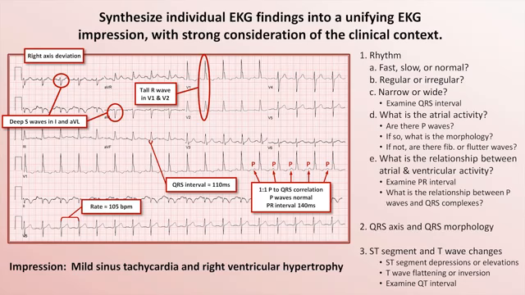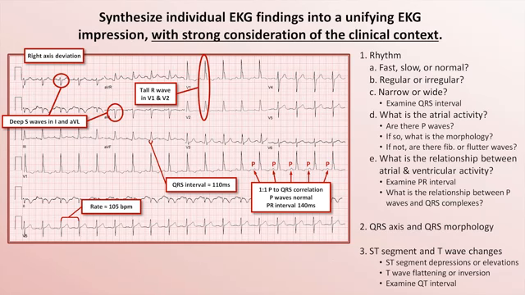Unfortunately, what have I forgotten to do? I forgot to consider the clinical context. So what if that patient is not a middle-aged person with dyspnea and lower extremity edema, as you might assume, but rather a healthy 1-day-old neonate? What should our impression be then?